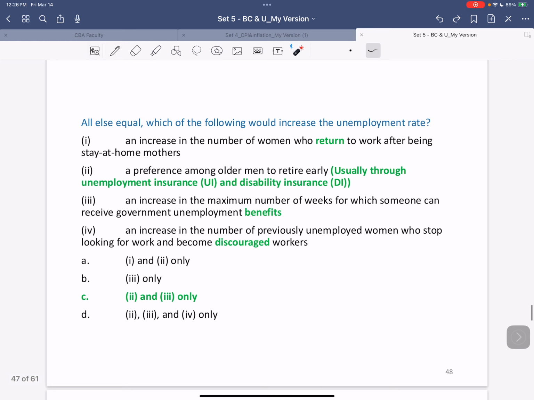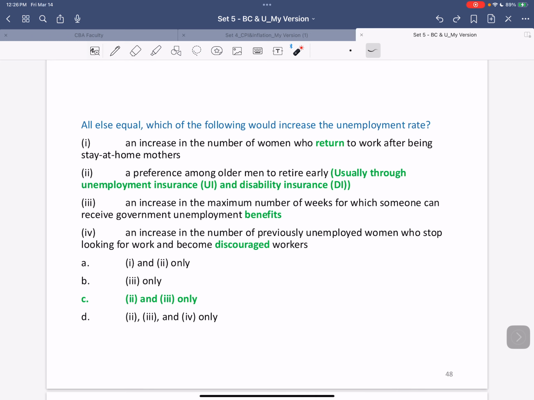Okay, I assume that you paused, you answered, and now let's see the correct answer. The correct answer is option C, where only 2 and 3 are the answers. All else equal, which of the following would increase the unemployment rate?